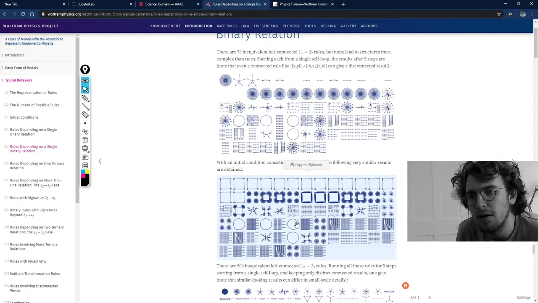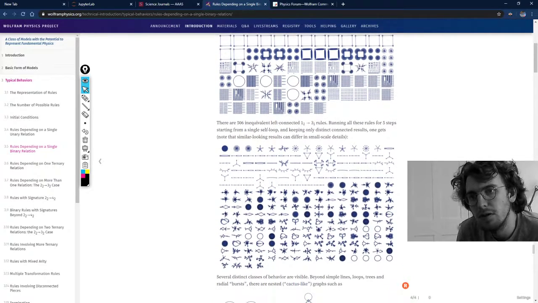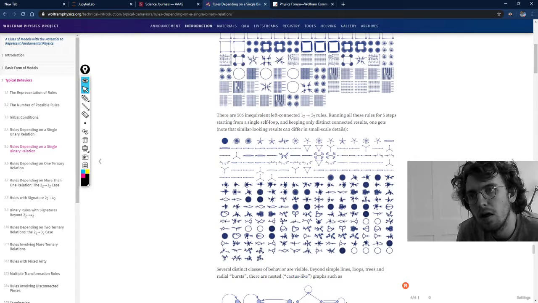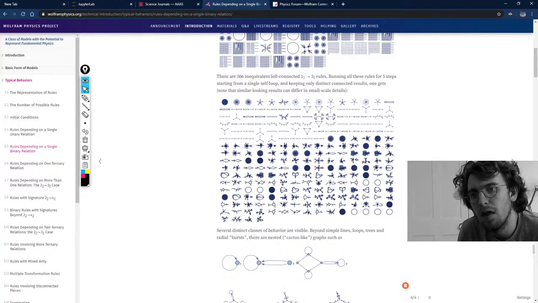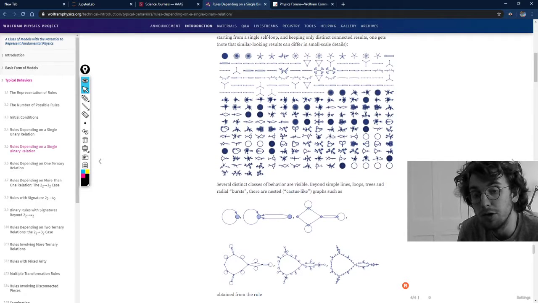Interesting. Why didn't you circlify that? That's a nice one. It's also pretty Mandelbrot looking.